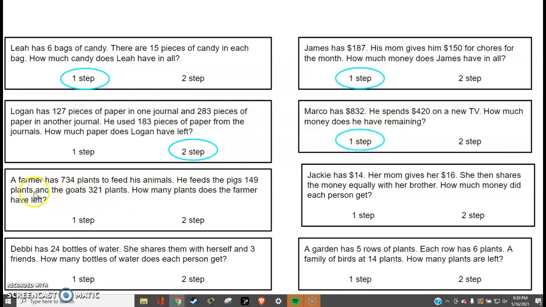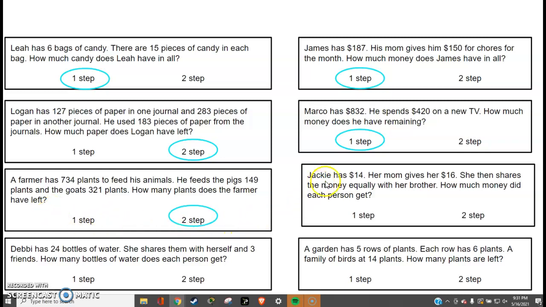The next question says, a farmer has 734 plants to feed his animals. He feeds the pigs 149 plants and the goats 321 plants. How many plants does the farmer have left? So what is this going to be, one or two step? That's right, it's going to be a two-step problem.